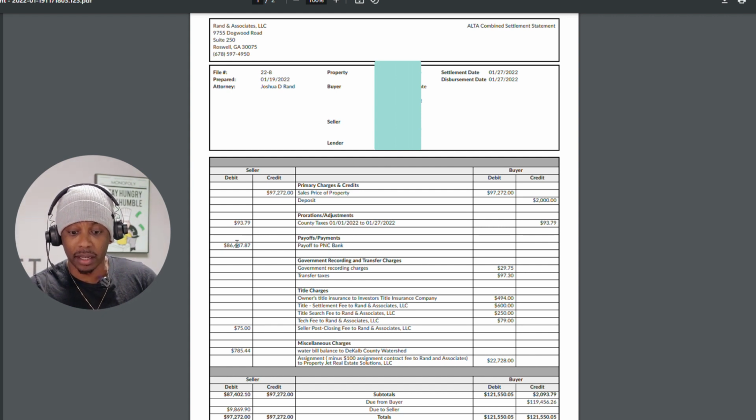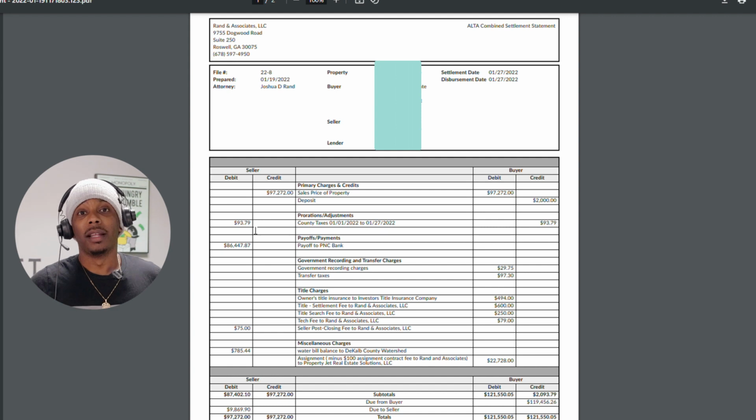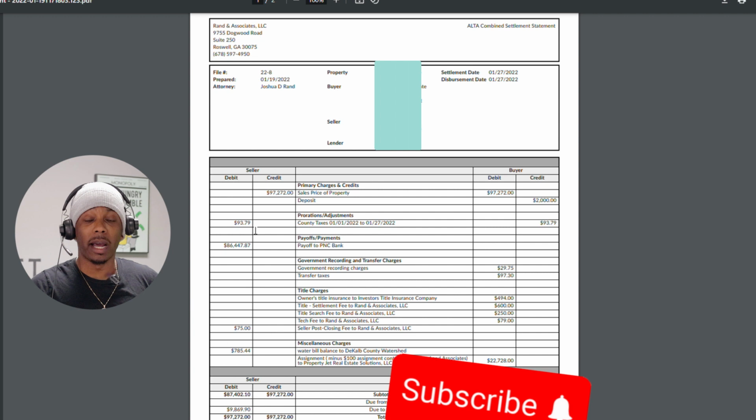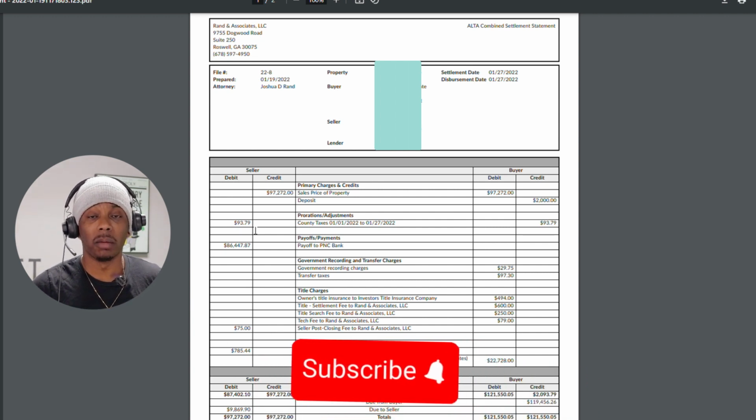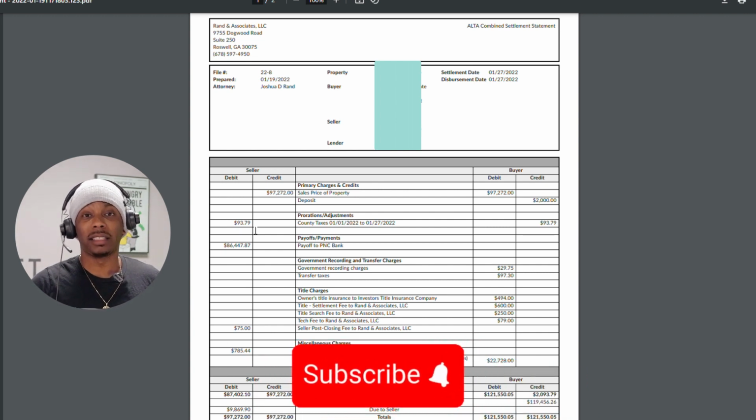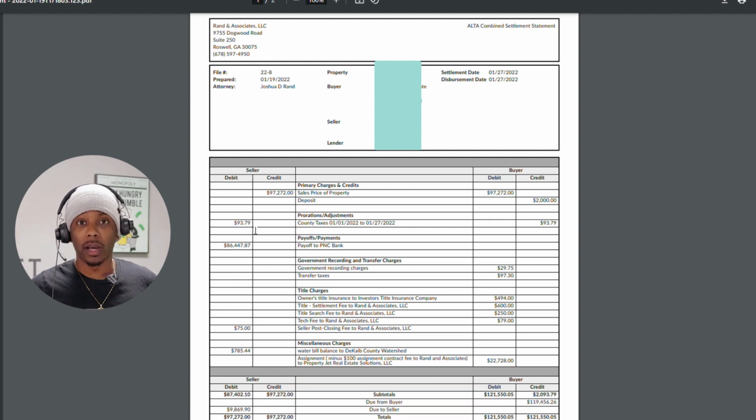Now we're going to go down to the next line and we have payoffs. Payoff to PNC Bank, which is $86,447.87. Basically, that's the remaining mortgage balance for this particular property. In order to close the deal, the amount that you offer to the seller has to be more than that payoff amount so that the seller does not have to come to the closing table with cash to close the deal, all right? And they can walk away with some money in their pocket. So that's a debit, a deduction from the actual total sales price of the property.